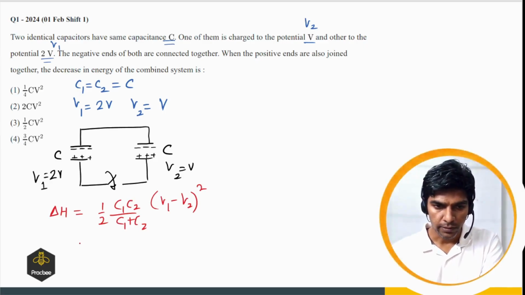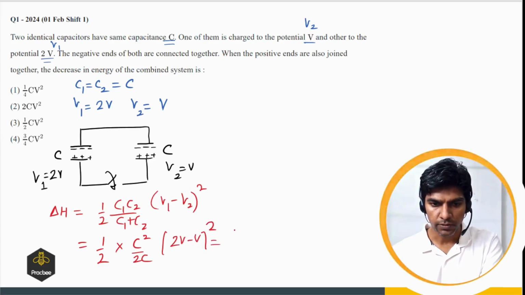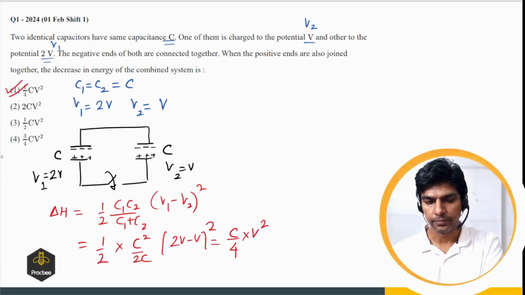So here let us put the values. Half times C square upon 2C, and V1 minus V2 is 2V minus V, whole square. So this comes out to be C by 4 times V square. So option 1 is the right answer.